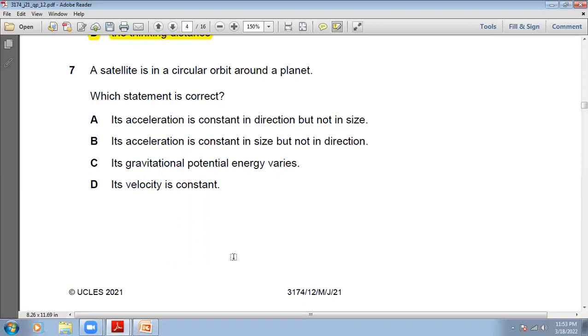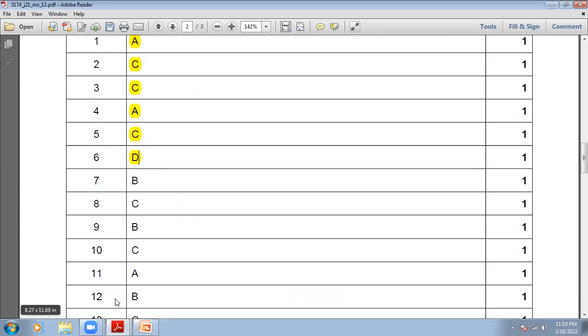Its velocity is constant. Remember one thing, when you are moving in a circular orbit, you have acceleration, and that acceleration is always towards the center of the circle. But as you are moving in a circle, to keep the direction of the acceleration towards the center of the circle, the direction of the acceleration has to change. So the body is moving with an acceleration that might be constant in size but not in direction. I think B looks the right option to me. Question number 7, B is the right choice.